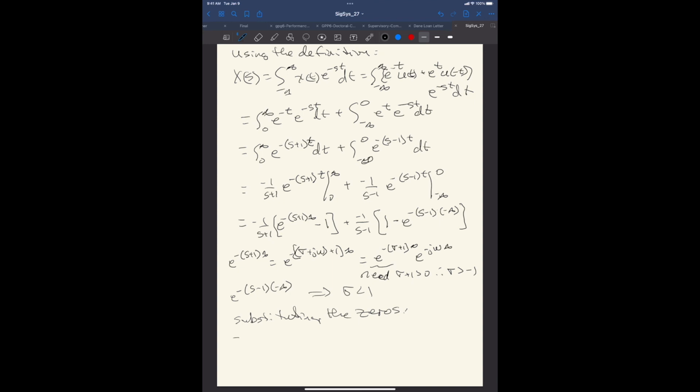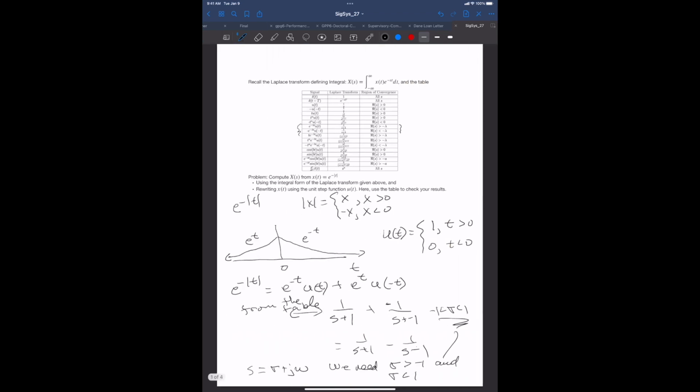minus 1 over s plus 1 times minus 1, and minus 1 over s minus 1 times 1, which in fact is 1 over s plus 1 minus 1 over s minus 1, which is exactly what we derived from the table.